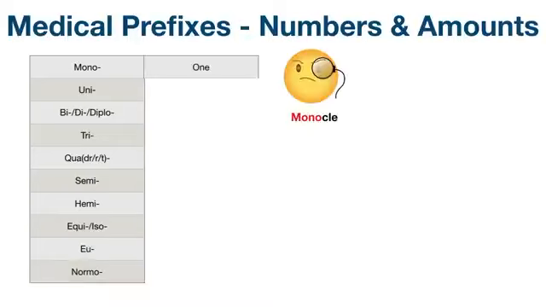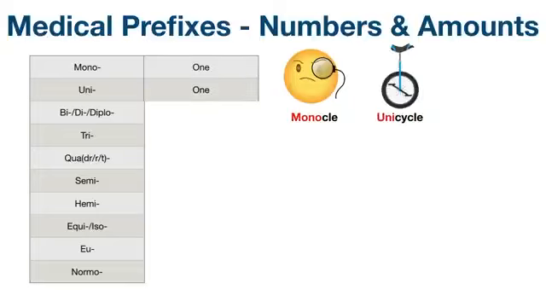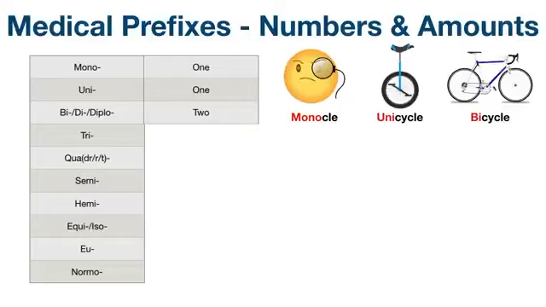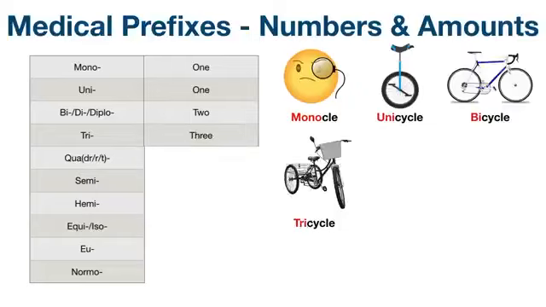Starting with mono, this means one or single. You can think of a monocle, which is a single eyeglass, to remember mono refers to one. Uni also refers to one, and you can think of a unicycle, which has a single wheel. The prefix bi, di, or diplo means two or double, and tri refers to three or triple. You can think of a bicycle which has two wheels and a tricycle which has three wheels.